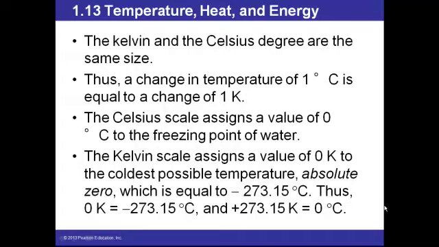So the Celsius scale assigns a value of 0 as the freezing point of water. So 0 degrees is the freezing point of water, and 100 degrees Celsius is the boiling point of water. So the Celsius scale is really designed around water. The Kelvin scale, on the other hand, is designed on absolute 0. So this is the coldest possible temperature, and at this temperature all of the molecules stop moving. So it's really based around the movement of molecules.